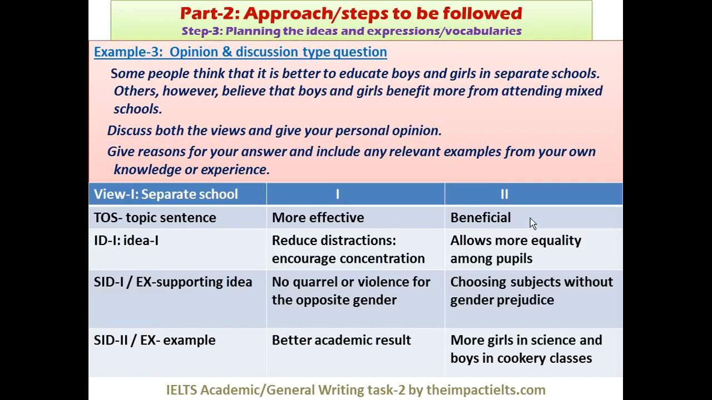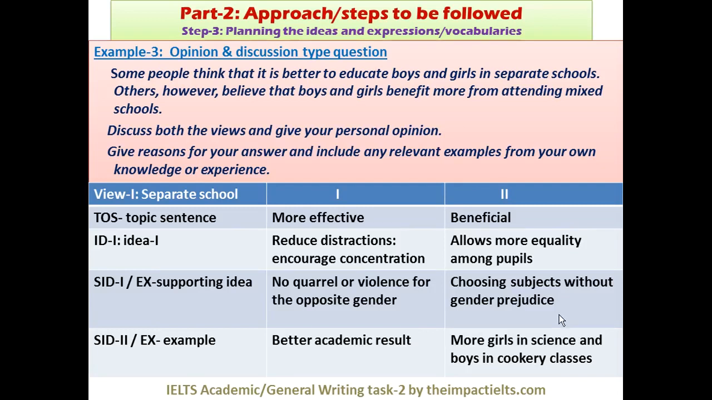Beneficial is again a very usual point. It's not going to help you. So this is your idea: allow more equality among pupils. You're saying studying in separate schools allows more equality among pupils. So it's difficult to understand, and you need to prove it. How? Choosing subjects without gender prejudice.